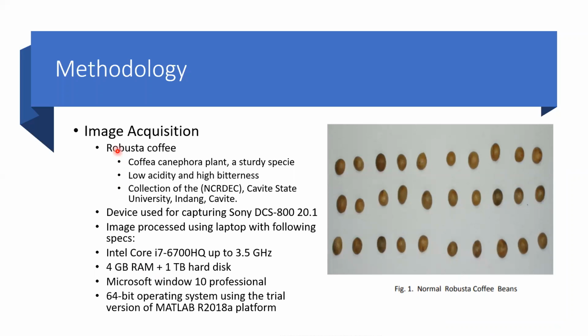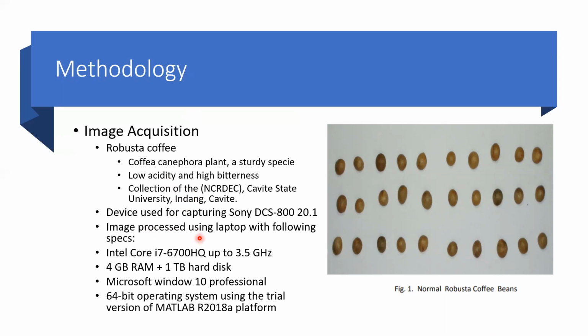The methodology that was used by the authors to publish this paper. Robusta coffee is from the Coffea canephora plant, which is a sturdy species. Its coffee beans have a low acidity and high bitterness. National Coffee Research Development and Extension Center has produced these coffee beans used in this study, which were the collection from this center, which is from Cavite State University, Indang, Cavite.